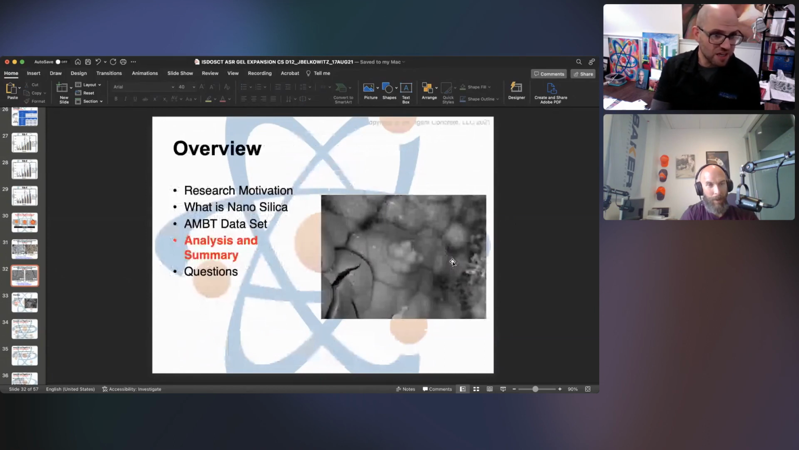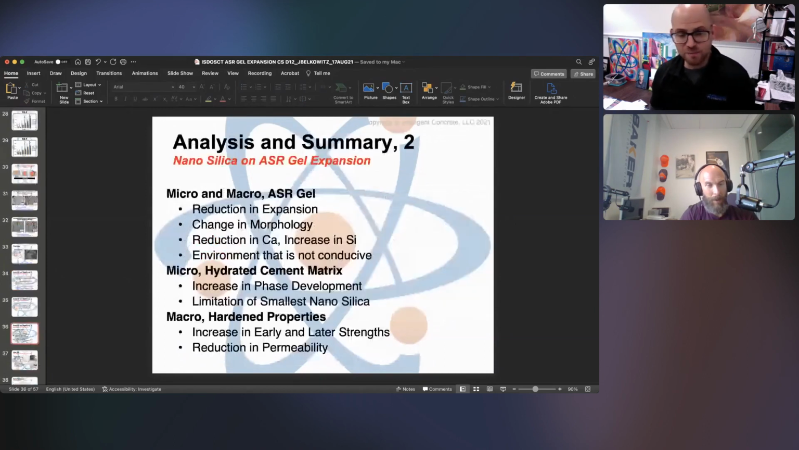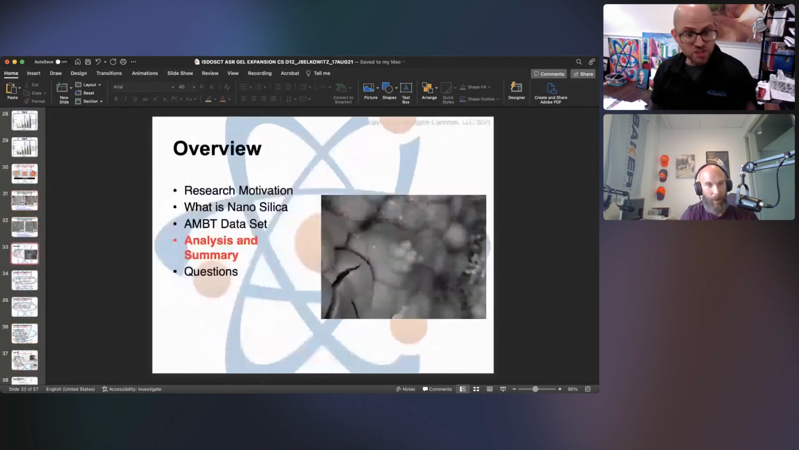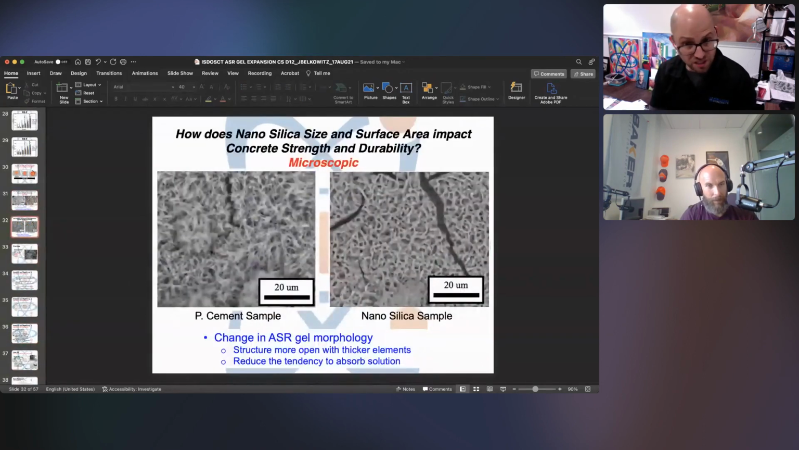What we also did is a chemical analysis of the gel, and we found out that the gel on the right had less soluble alkalis in it and more silica, and the gel on the left, that nasty gel, had less silica in it and more of those soluble alkalis. Bad stuff. The bad stuff. Well, cool.